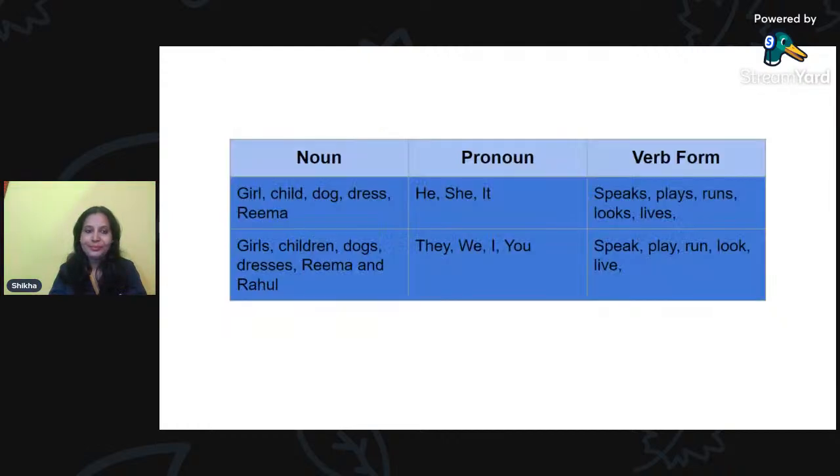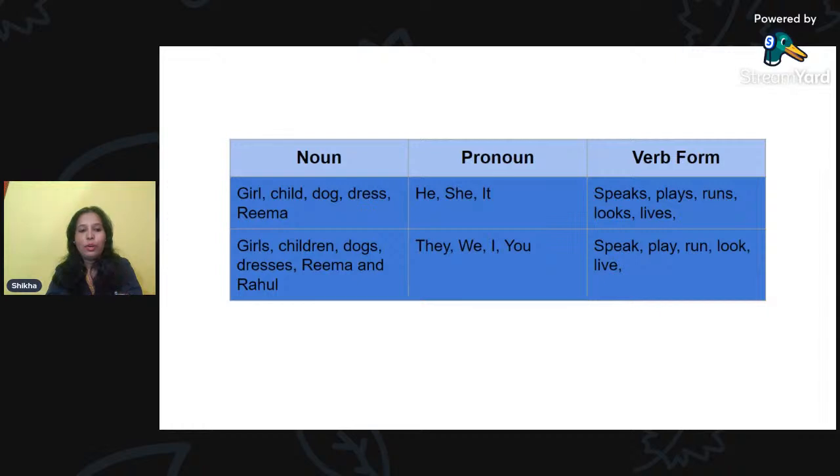Yes? So now see here, I have written all the nouns in the first column, pronouns in the second column, and the verbs in the third column. So if you see nouns and pronouns which are singular, they have singular forms of the verbs, and all the verbs are with s. That is speaks, plays, runs, looks, lives, right?